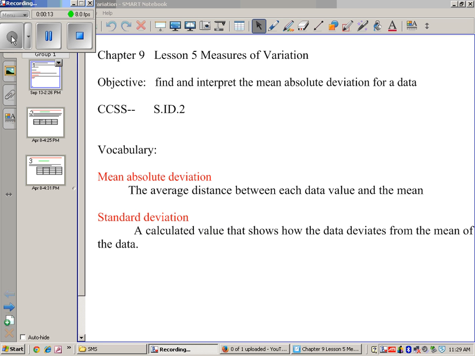Okay, two definitions, vocab words for this lesson. Mean absolute deviation: the average distance between each data value and the mean. And standard deviation: a calculated value that shows how the data deviates from the mean of the data. Once again, we pause the video, write down definitions, and continue when ready.